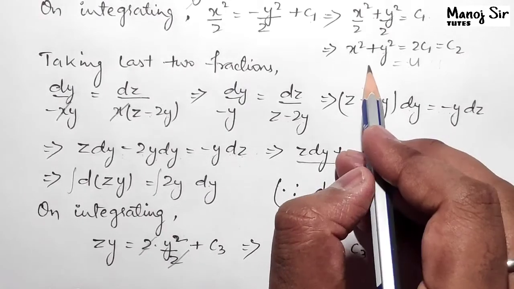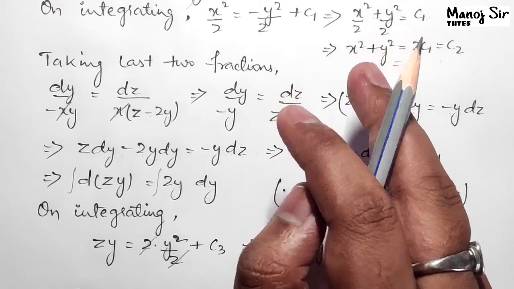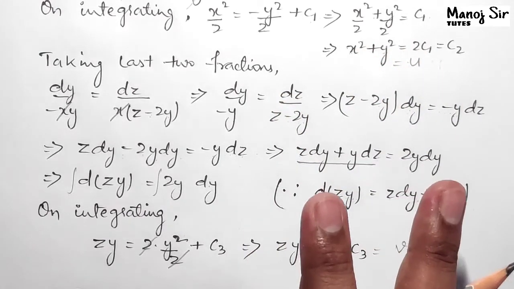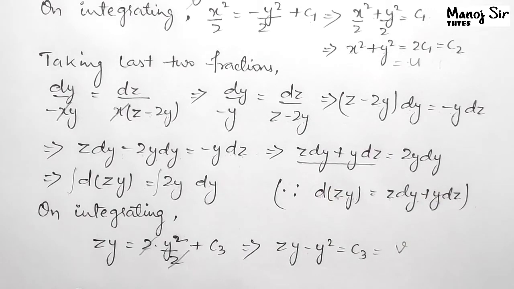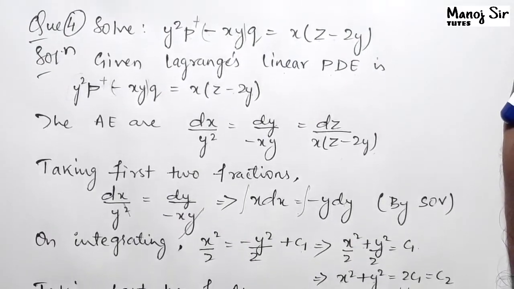And this will be my small v. Okay, so we have small u equals to x square plus y square on taking the first two fractions, and we have v equals to z into y minus y square on taking the last two fractions. So we can finally say that this is the solution for this equation.